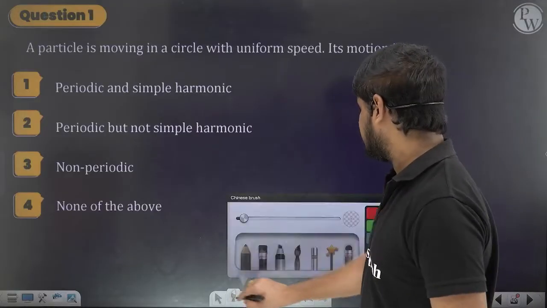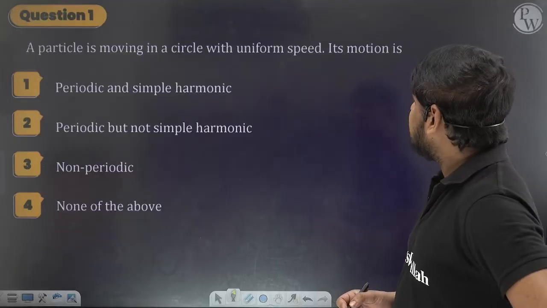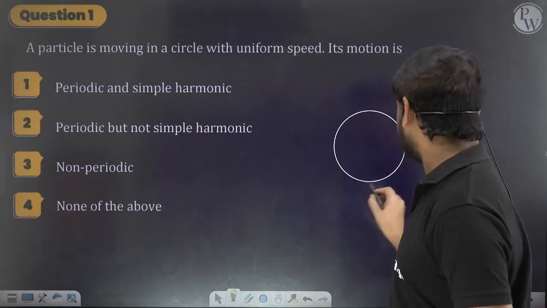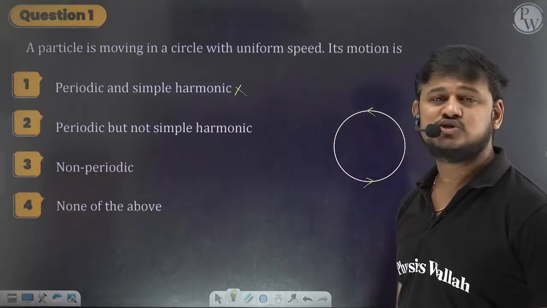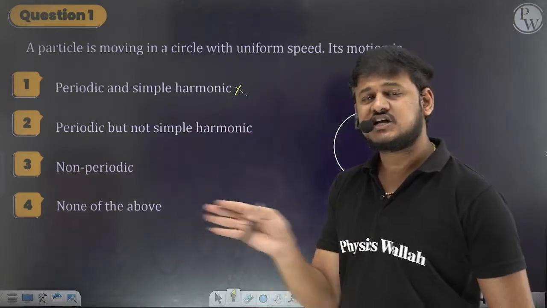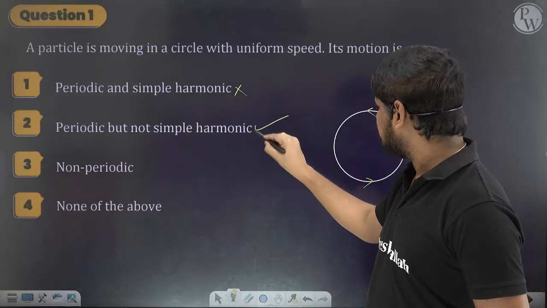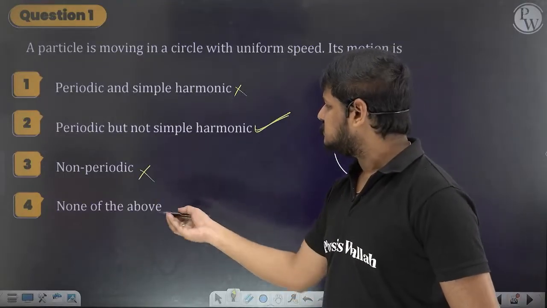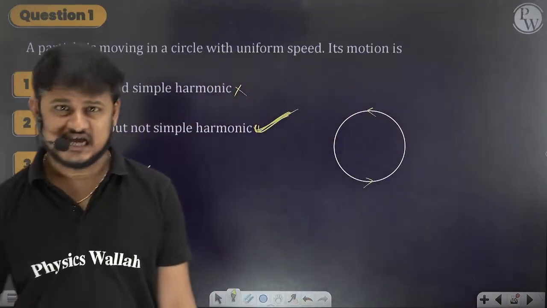So a simple question, try this question on your own. A particle is moving in a circle with uniform speed. So this is a circular motion, and the particle is moving with a uniform speed. So is its motion periodic and simple harmonic? The circular motion is periodic, but simple harmonic, no. The harmonic motions are to and fro, back and forth motion, not the circular ones. It is periodic but not simple harmonic. So option 2 is the correct answer. Done. Yes, simple question.